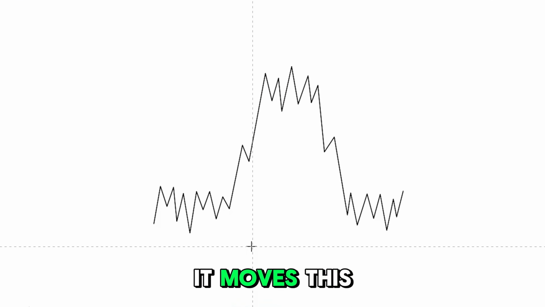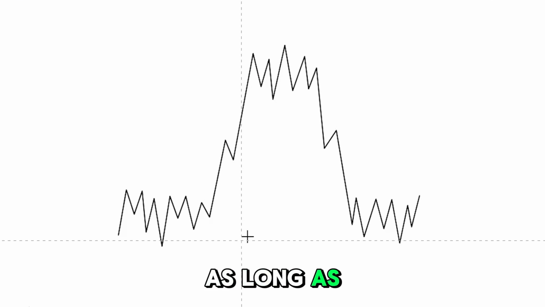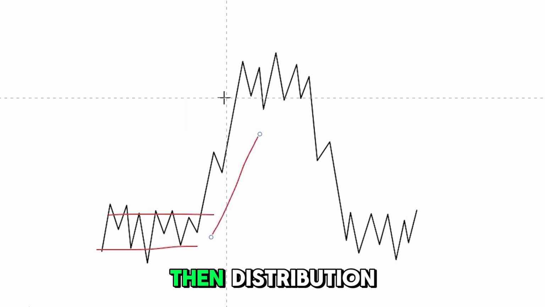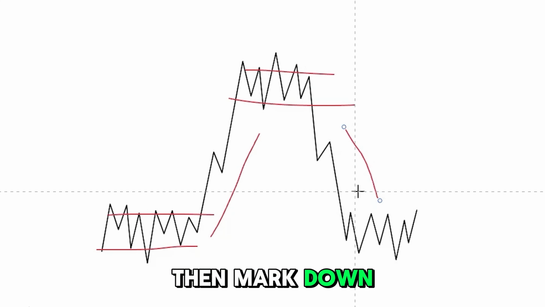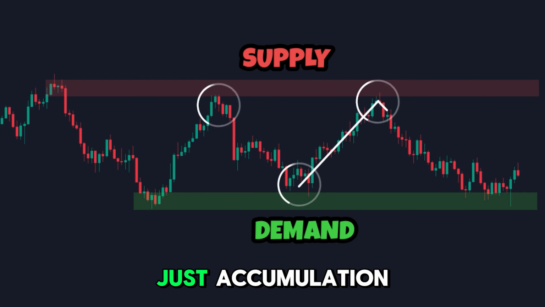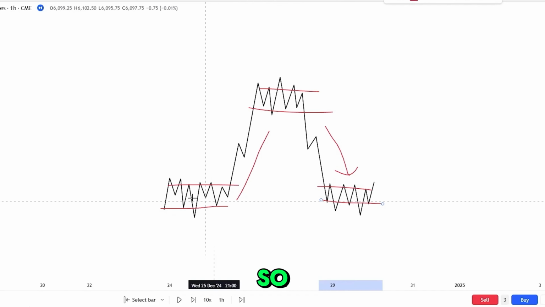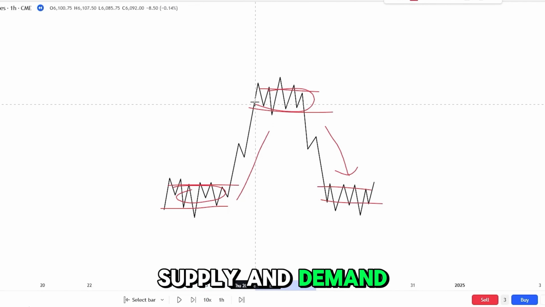You don't have to know why it moves this way or try to understand it. As long as you know this is how it moves. It's just Wyckoff distribution, which I'm sure you've seen before. Accumulation, then markup, then distribution, then markdown, and then the cycle repeats. So supply and demand levels are really just accumulation and distribution zones that happen before the large moves. So how exactly do we find these supply and demand levels?